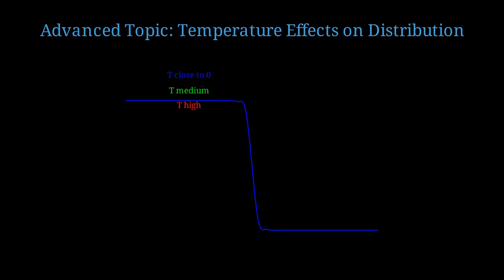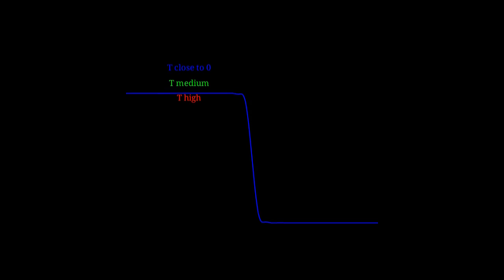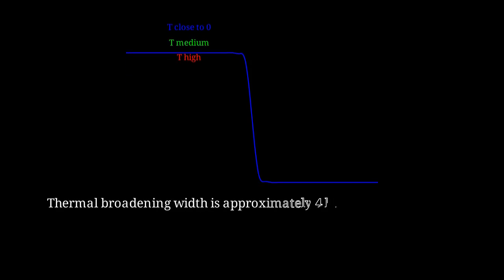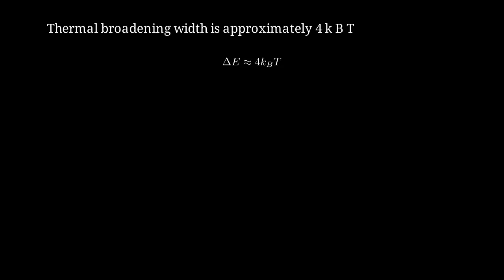The blue curve is close to 0 Kelvin, showing a sharp step. The green curve is at medium temperature, showing some smoothing. The red curve is at high temperature, showing significant spreading around EF. The width of the thermal broadening region is approximately 4 kBT. Only electrons in this energy range can be thermally excited. We write delta E approximately equals 4 kBT. This is the energy window where occupation probability changes significantly.